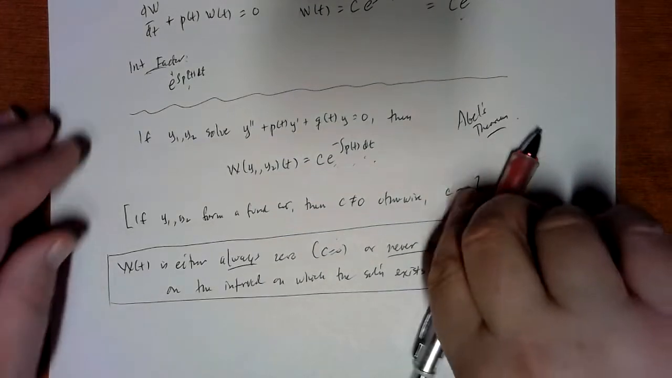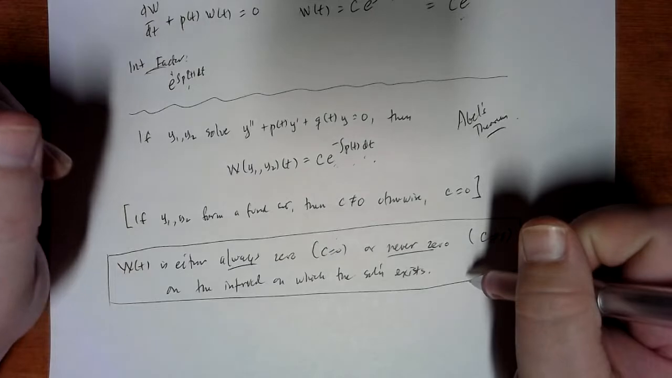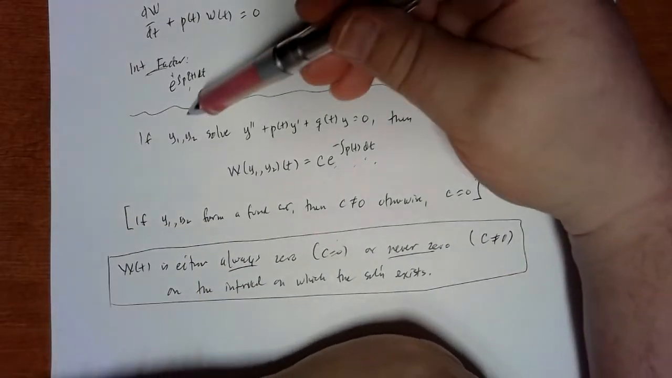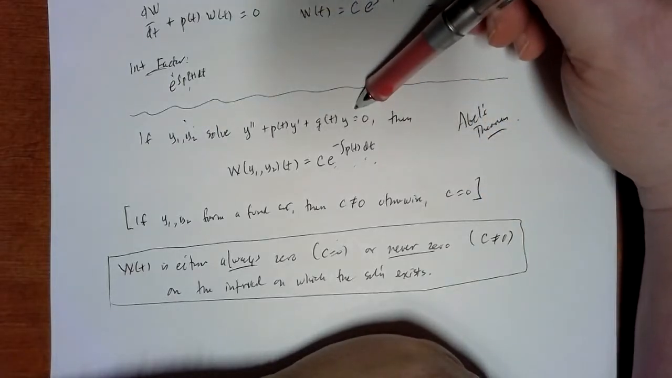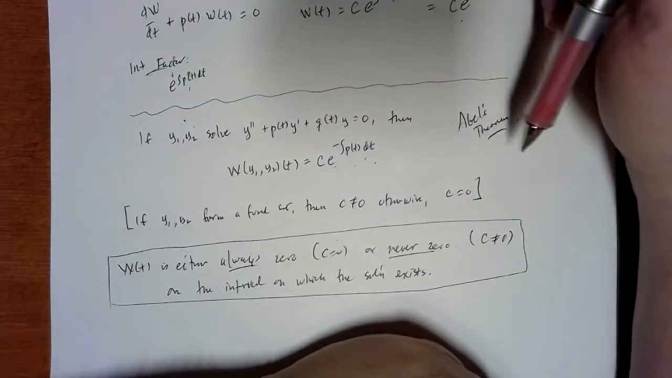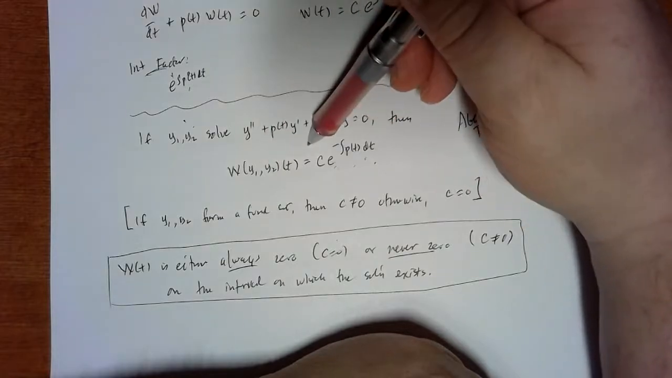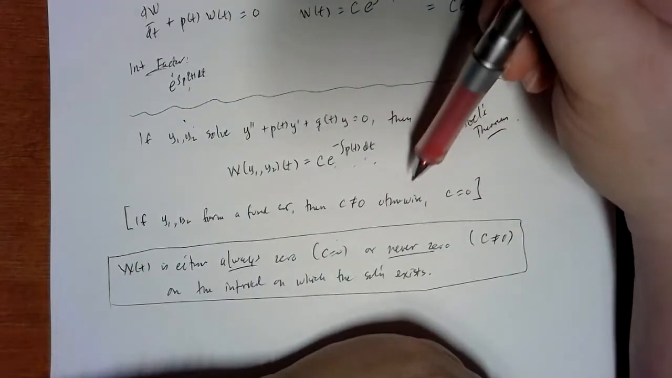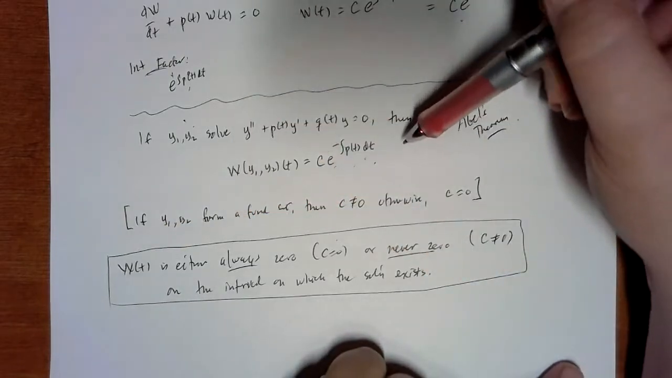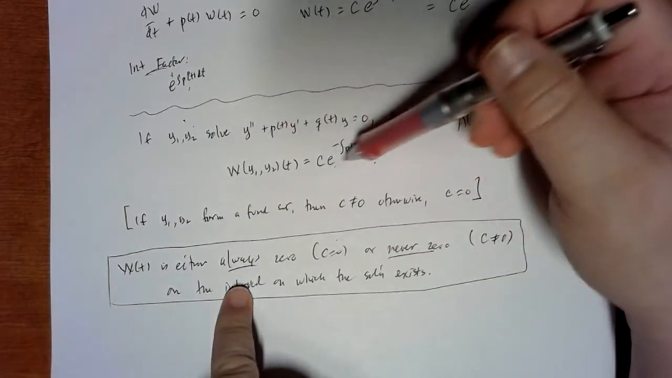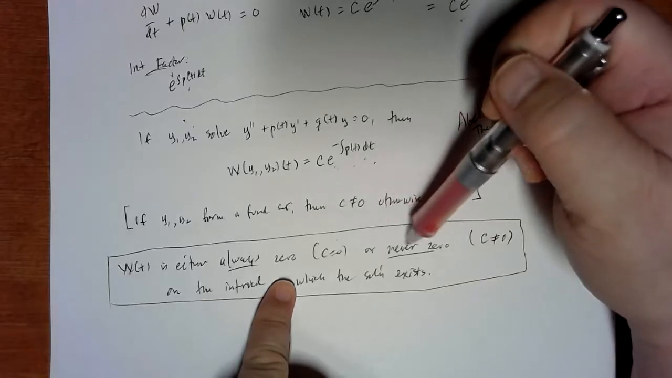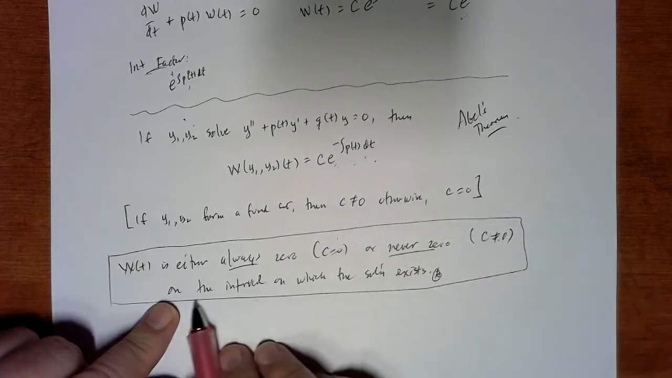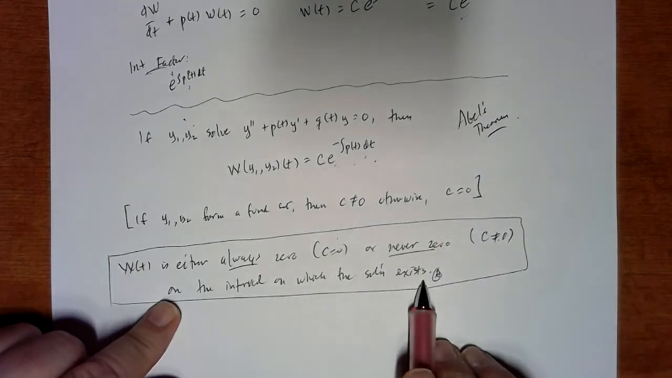Okay, so I just wanted to talk a little bit more about Abel's theorem before we get into some examples. And so just as a reminder, what is Abel's theorem? If we have two solutions to our second order linear homogeneous differential equation, then we could write the Wronskian in this weird way, c e to the integral p of t dt. So that means that the Wronskian for us will always be 0 or never 0, but the important key here is that that is true on the interval on which the solution exists.